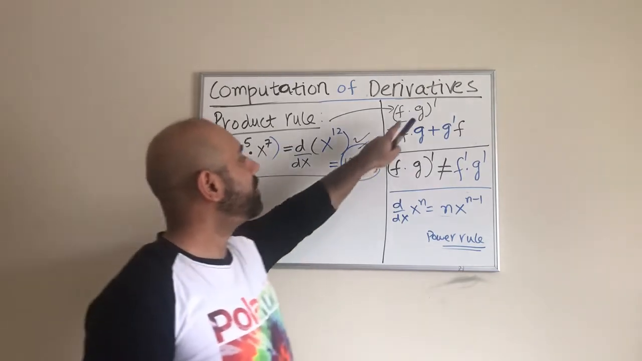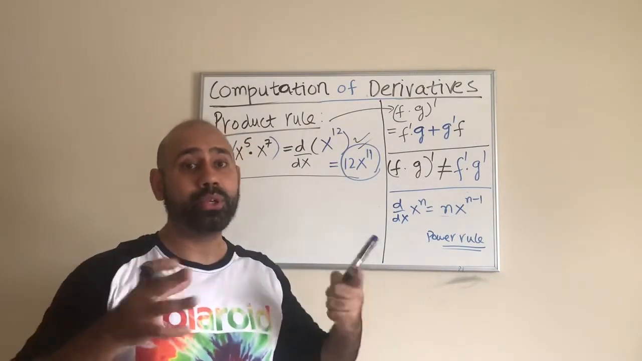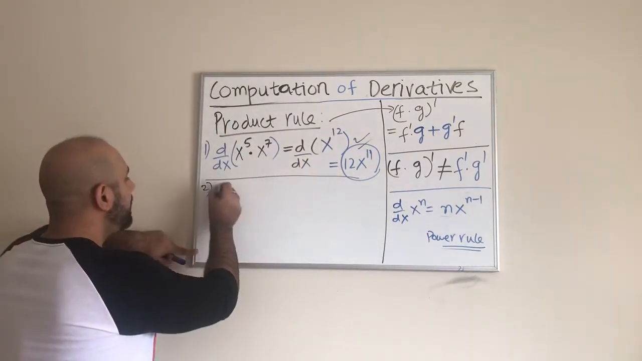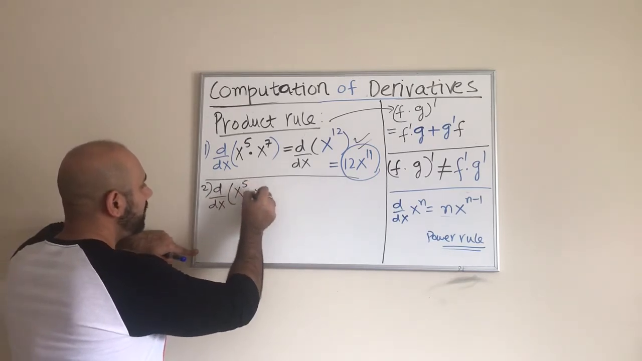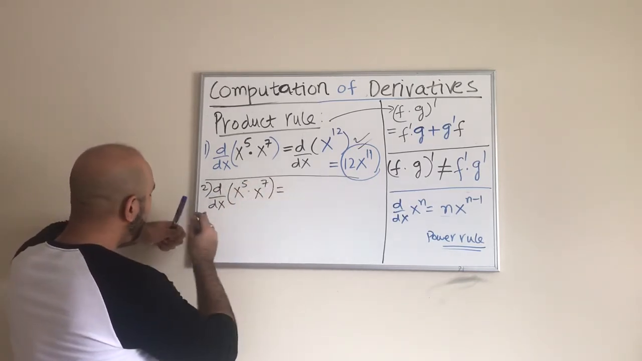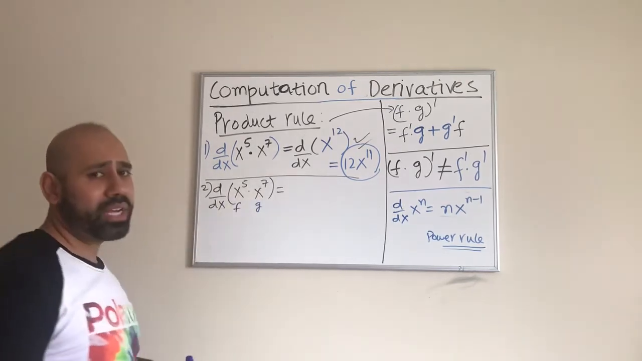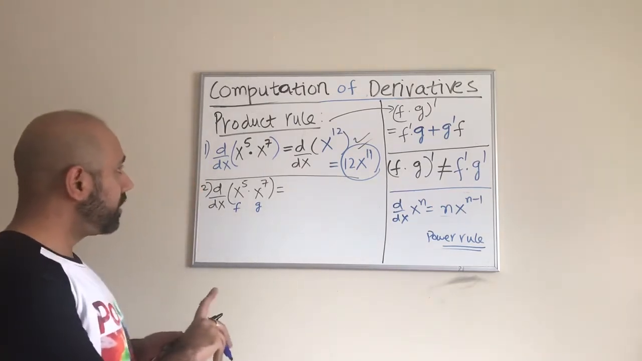But usually we should use the product rule only when we have more complicated functions and we have the product of two complex functions. Let us use that one here. So again, d over dx of x to the power 5 times x to the power 7. We can treat one of these as f and this one as g. Guys, it does not matter. You can treat any one as f and the other one as g. You're still going to get the same answer.